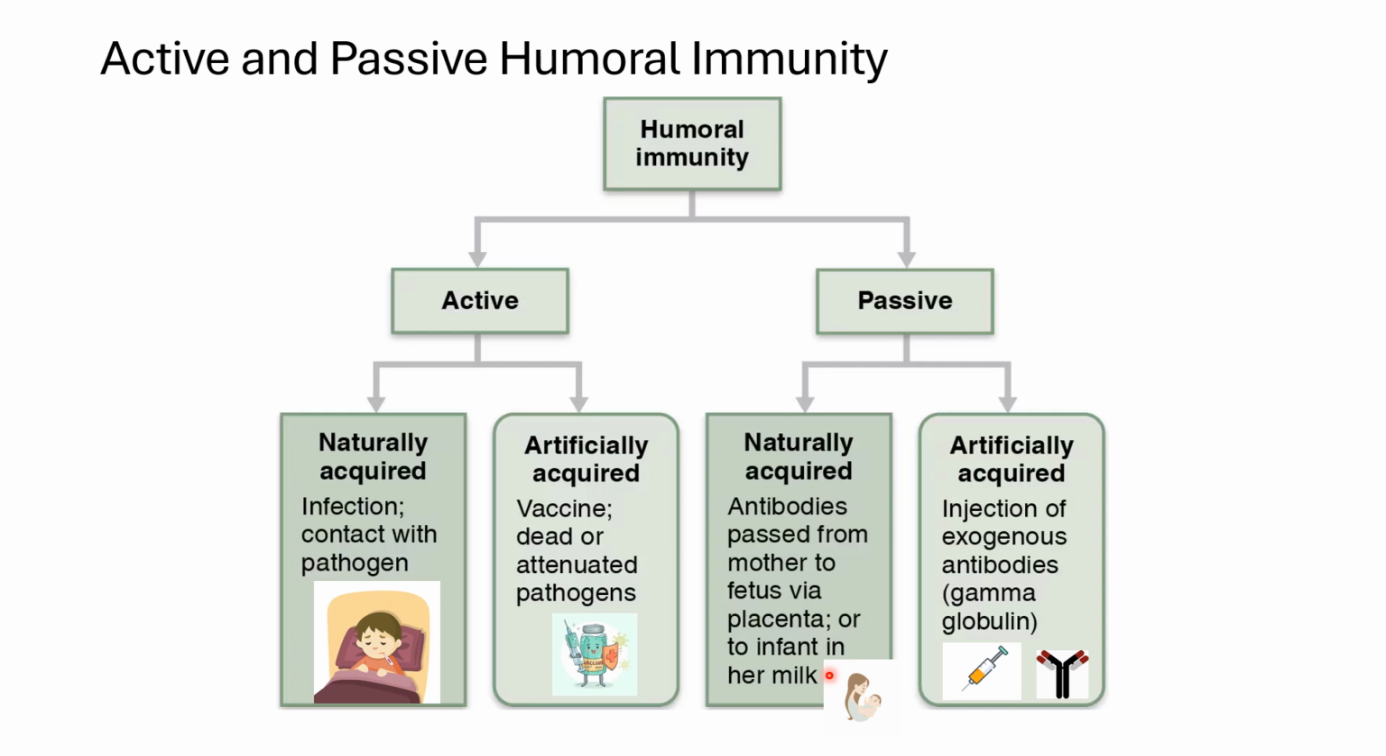We are giving pre-made antibodies, and this can also be artificially acquired. So injection of exogenous antibodies, or gamma globulins, is given to a person who has already become sick or has some disease. So the shortcut is that they give an injection with pre-made antibodies. So this is active and passive humoral immunity.